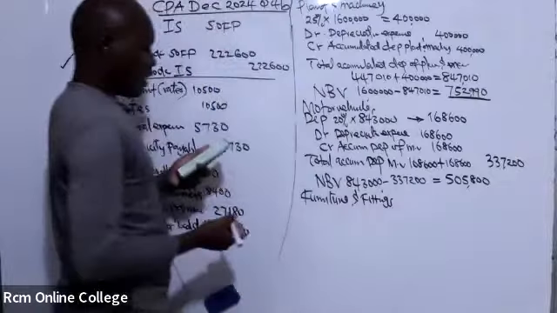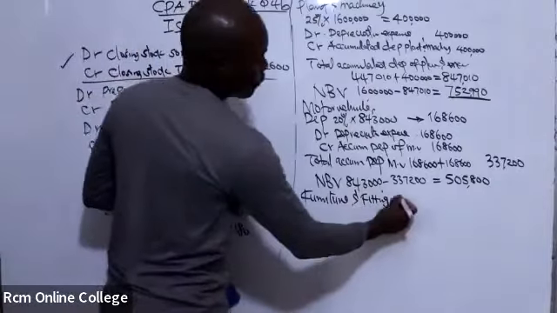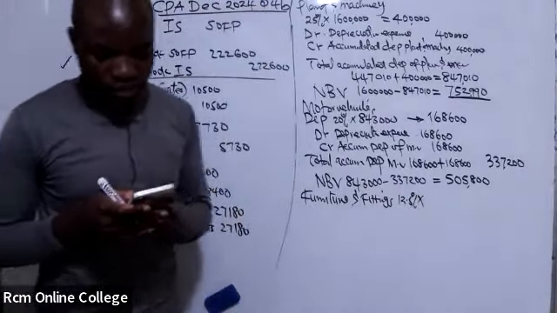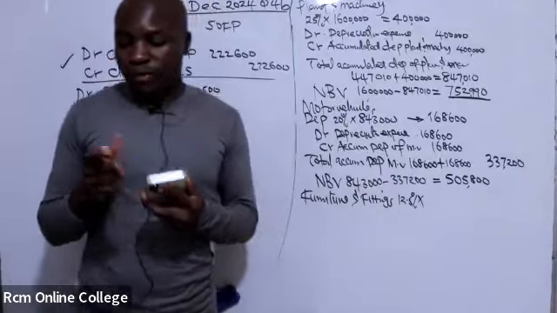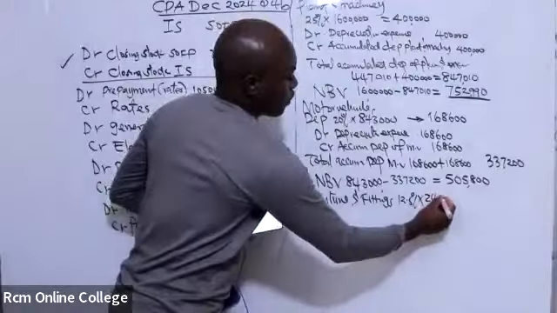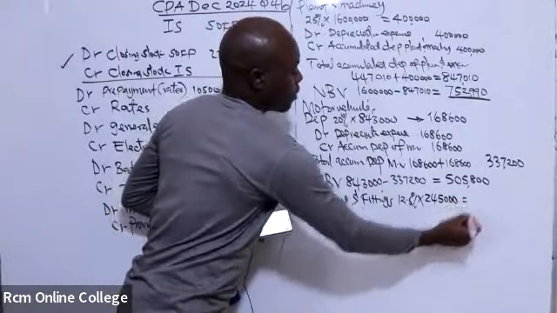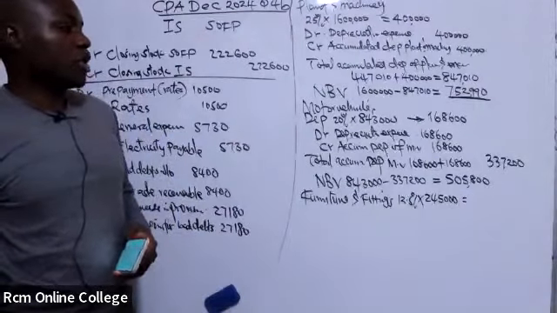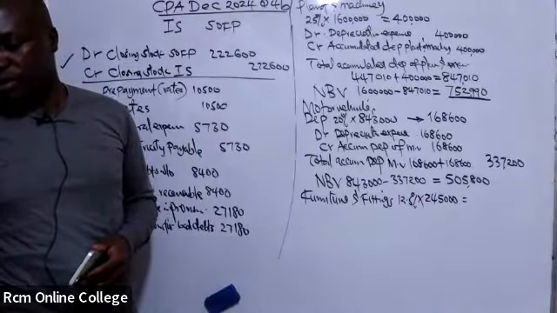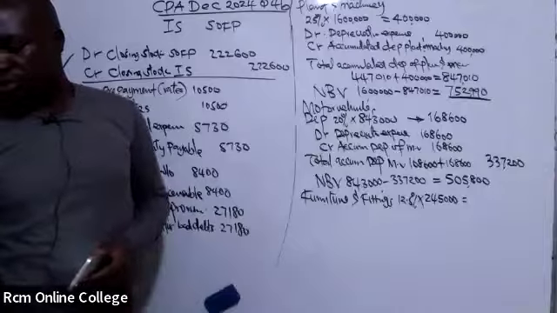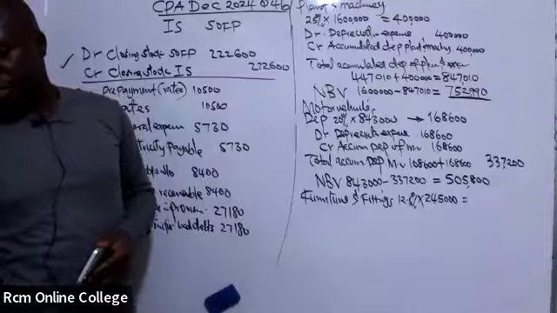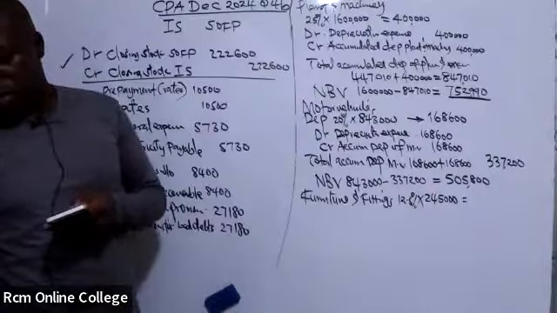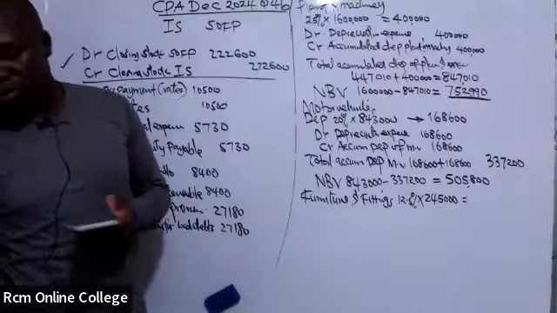Furniture and fittings, we have 12.5%. So we have 12.5% of the cost of furniture and fittings. I can see we have 245,000. So can we get the depreciation expense for furniture and fittings? 12.5% of 245,000. 12.5% of 245, that is 30,625.